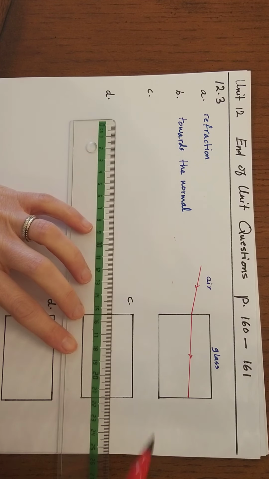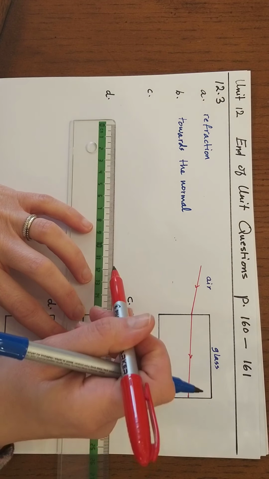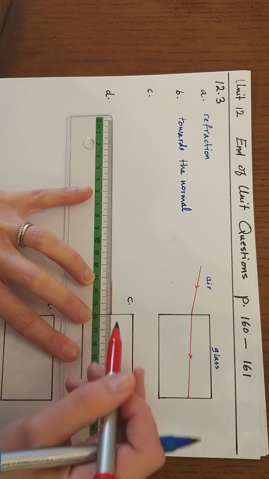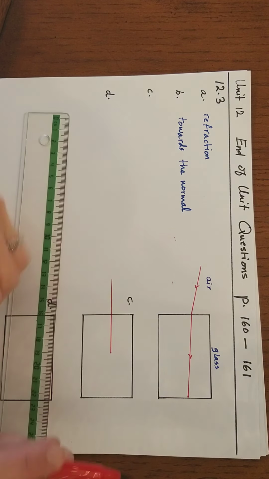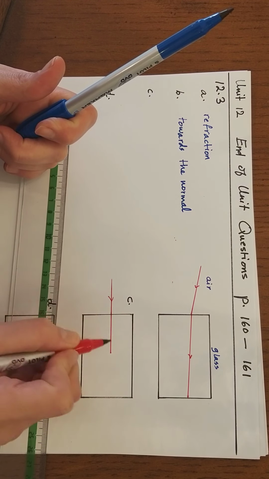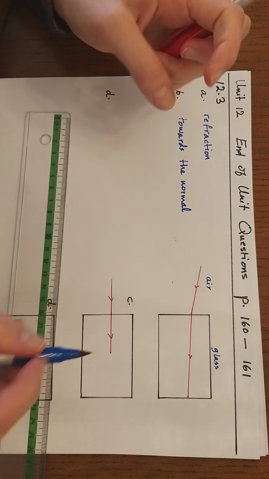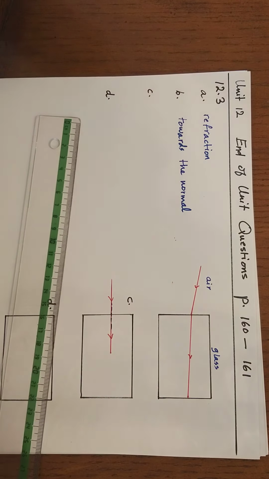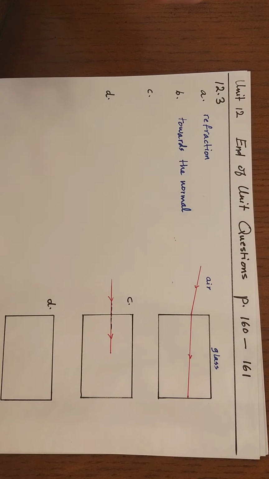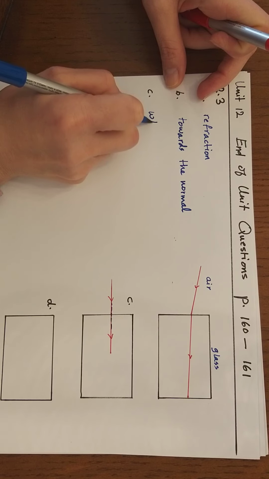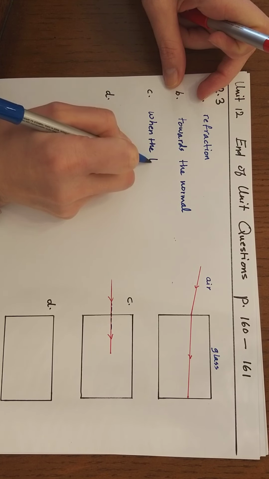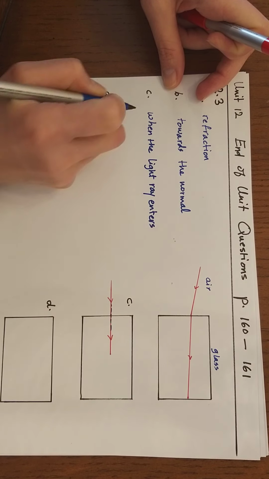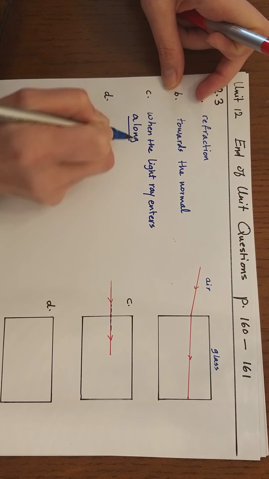If we're going to let the light ray enter from this side, it has to go along the normal. So it hits the surface and it continues without bending. We also have to show the direction. Where's the normal in this case? The normal is exactly on the light ray because they are both perpendicular to the surface. So the answer to C is when the light ray enters along the normal.